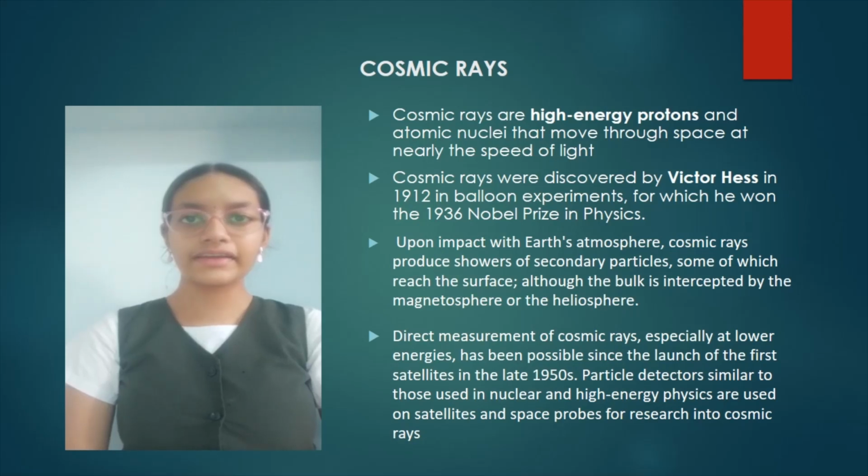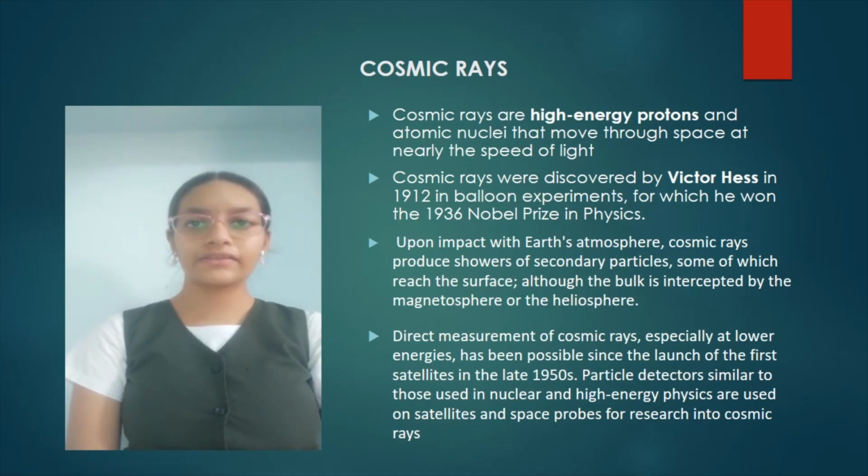Cosmic rays are high-energy protons and atomic nuclei that move through space at nearly the speed of light. Cosmic rays were discovered by Victor Hess in 1912 in balloon experiments, for which he won the 1936 Nobel Prize in Physics. Upon impact with Earth's atmosphere, cosmic rays produce showers of secondary particles, some of which reach the surface, although the bulk is intercepted by the magnetosphere or heliosphere.